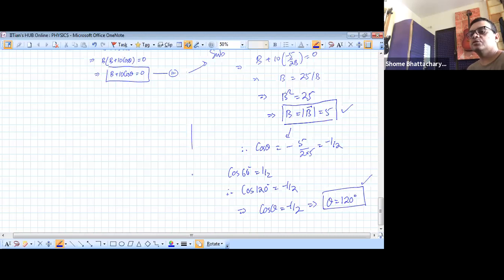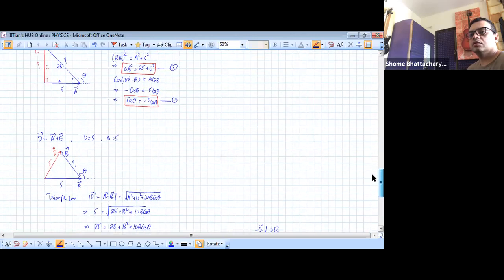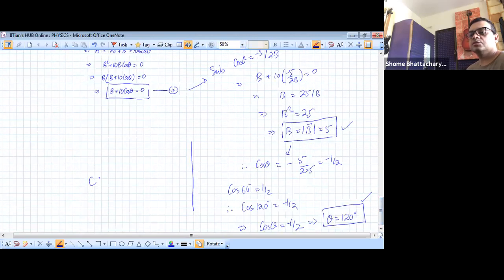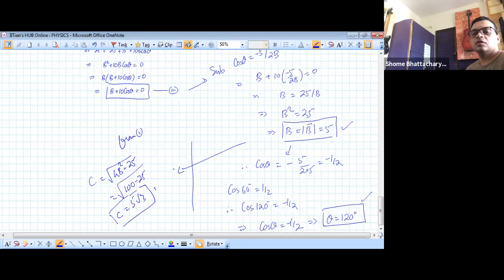Okay. And then substitute that back in that equation earlier, that equation of C. So C will become, from equation 1, square root of 4b square minus 25. So substitute this here. So this will become 100 minus 25. So that's 5 root 3. So magnitude of C will become 5 root 3. So those are the 3 parts.